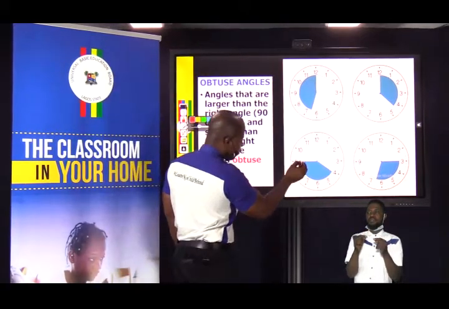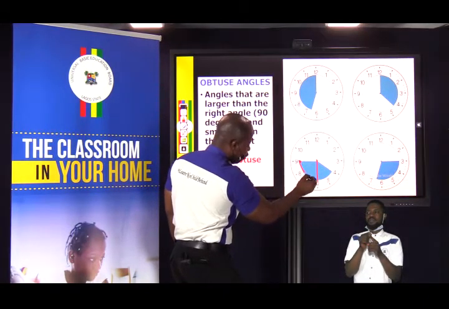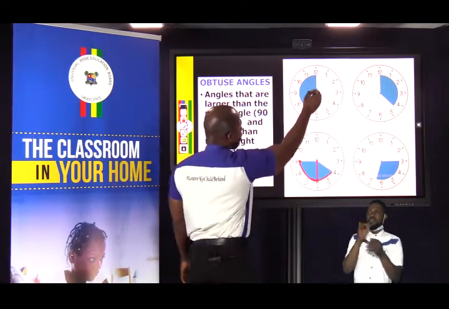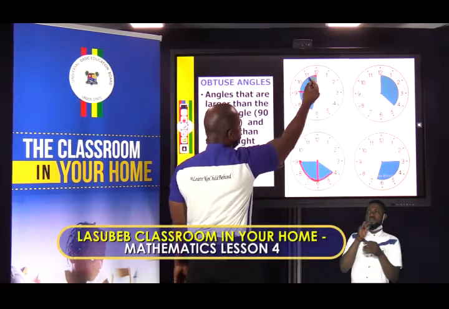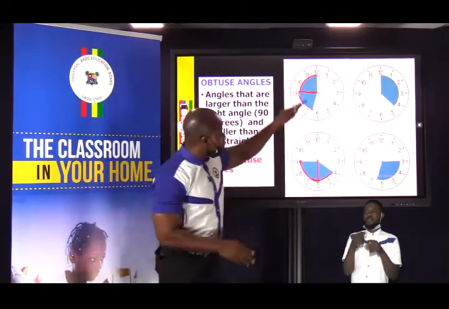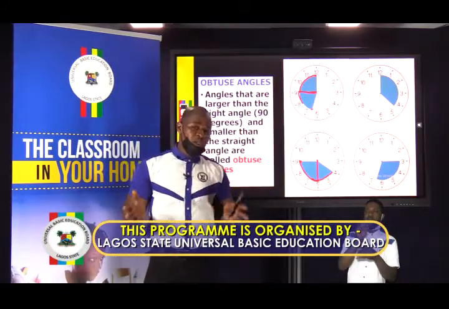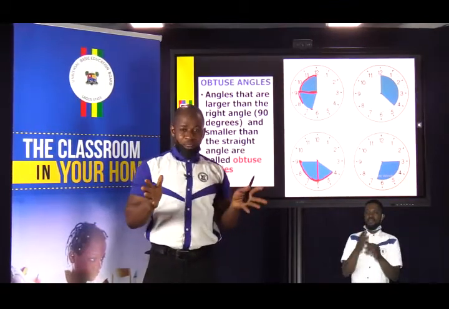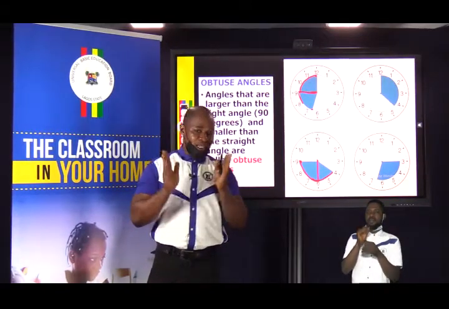If this is the starting point, then 90 will be here, and obviously this line has gone beyond 90. If this is the starting point and it is going this way, then 90 gets to this point because that is 1/4, but this is already more than 90 degrees, though it is not up to the straight line. So these are obtuse angles. We say that obtuse angles are bigger than 90 but less than the straight line.